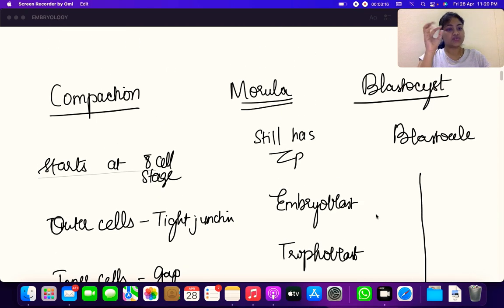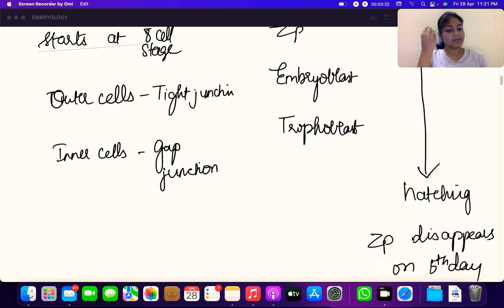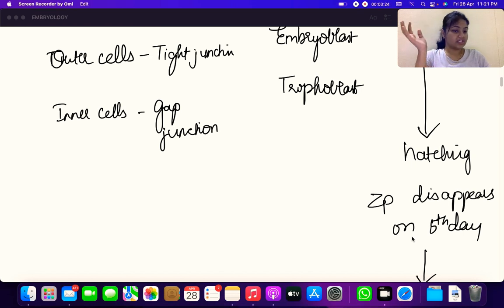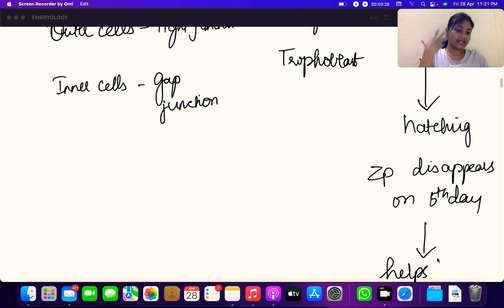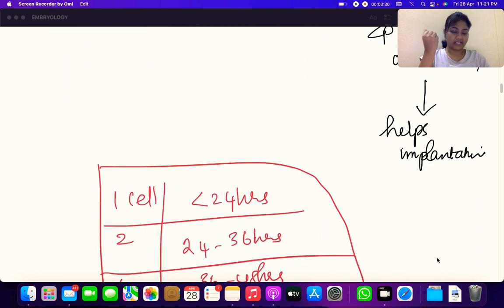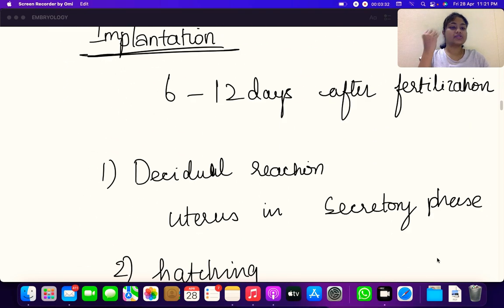Blastocyst is a stage where the blastomeres will have a cavity inside them. It's called the blastocele, and at a particular point, the zona pellucida will disappear, and that is called hatching. It happens on day 5 or day 6. It helps in implantation. So the third event, that is implantation, happens 6 to 12 days after fertilization.